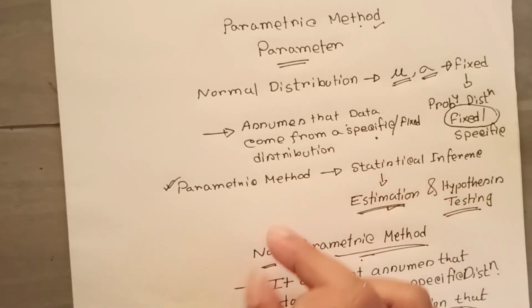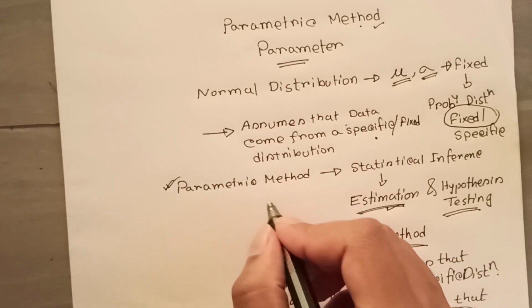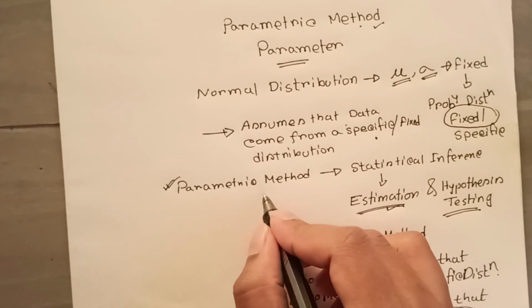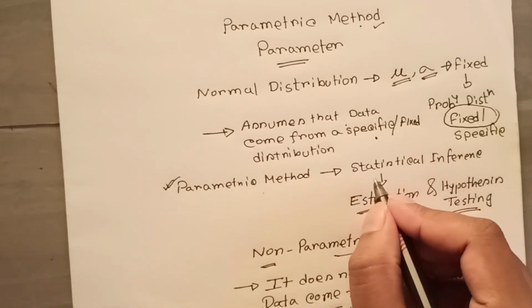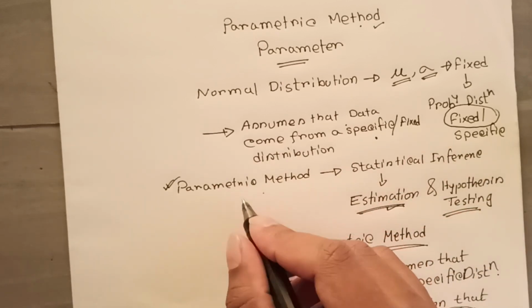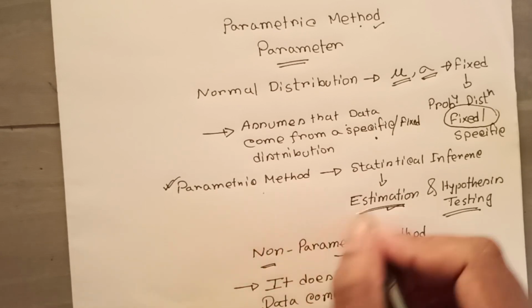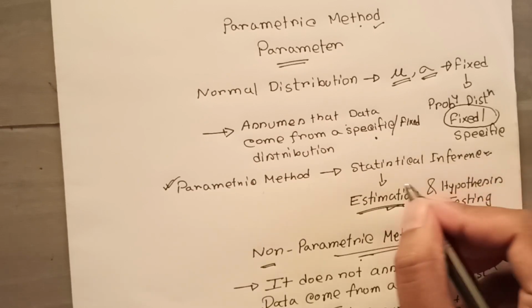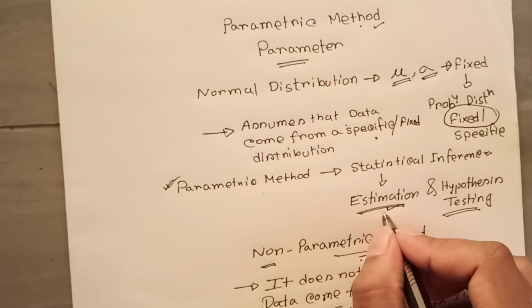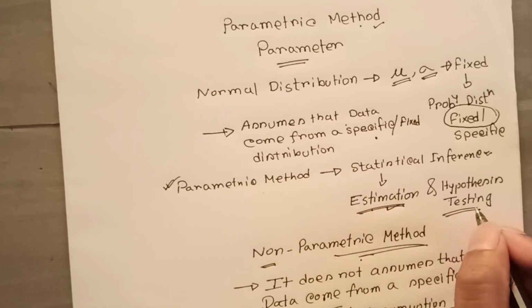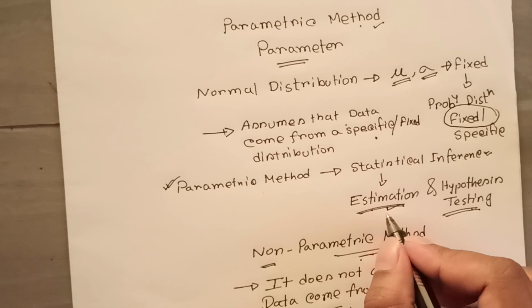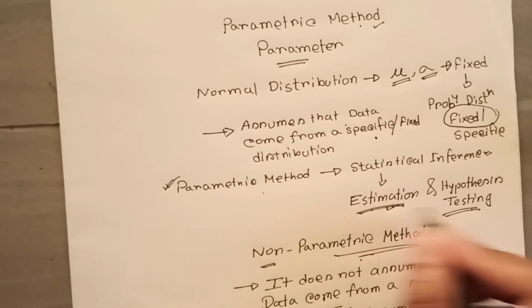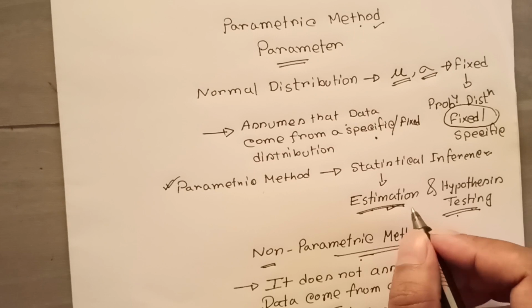We also learned how to define the parametric method in an informal way, and in a formal way: we have statistical inference, which is concerned with two major sectors, estimation and hypothesis testing. So the parametric method considers the estimation and hypothesis testing of one or more than one parameter of a probability distribution, and that is exactly what the parametric method is.